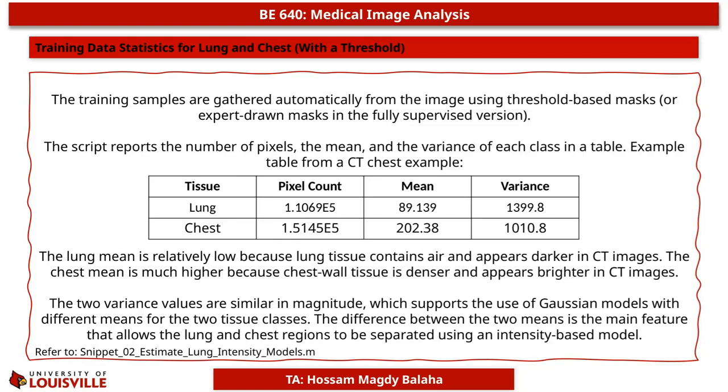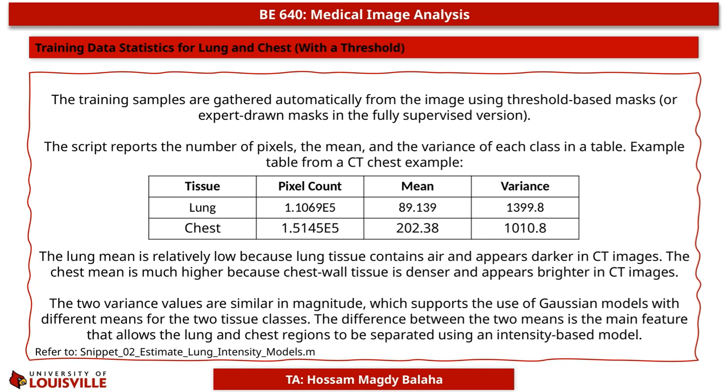This slide summarizes the training statistics used to build intensity models for the lung and chest regions. The training samples are gathered automatically from the image using threshold-based masks, although the fully supervised version can use masks drawn by an expert. For each tissue class, the analysis records the number of pixels, the average intensity, and the variance, as shown in the table.